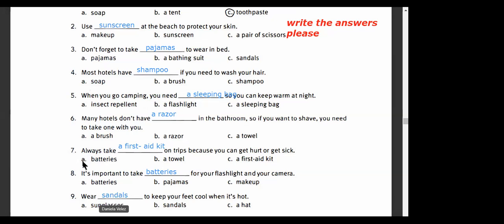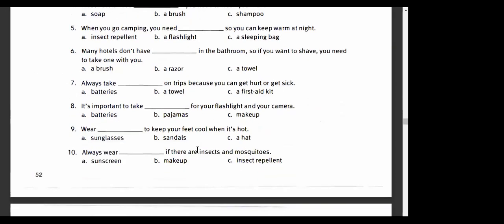All right, let's check it out. So number two, use sunscreen. Very good. Don't forget to take pajamas. Most hotels have shampoo if you need to wash your hair. When you go camping, you need a sleeping bag. Yes. Many hotels don't have a razor. Yes, that's good. Always take a first aid kit. It's important to take batteries. And wear sandals. Yes, there you go.